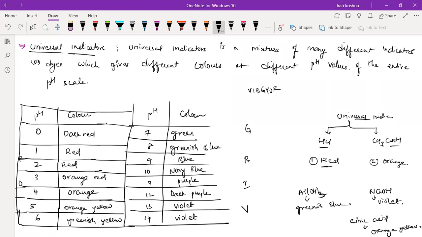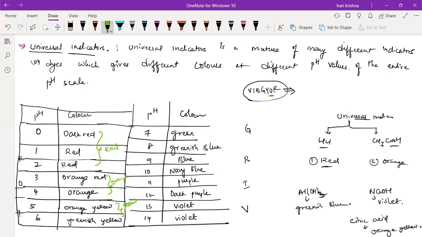Are you understanding what I'm telling? VIBGYOR, we know, is seven different colors, the rainbow colors. We can write the VIBGYOR in reverse for this universal indicator color scale. Red is for the most acidic nature. Orange is for the next. Yellow is for the next.